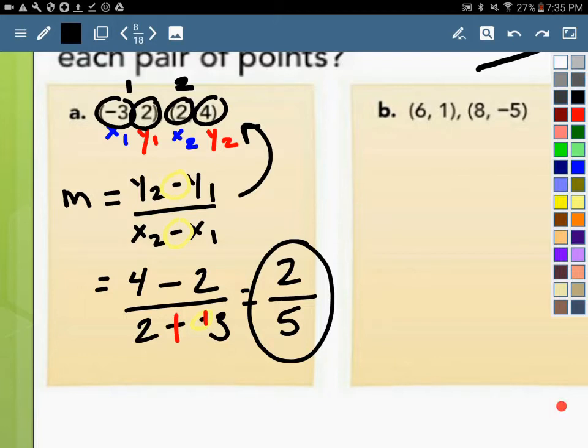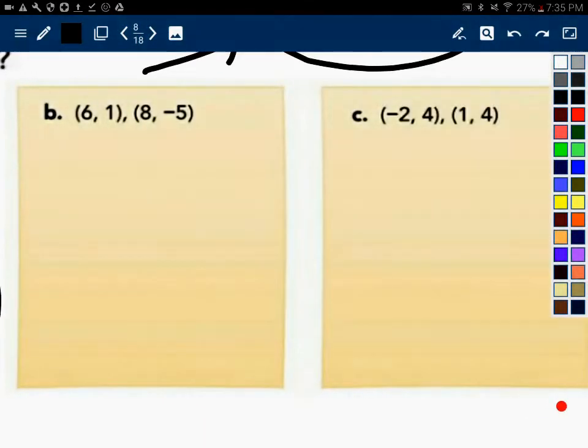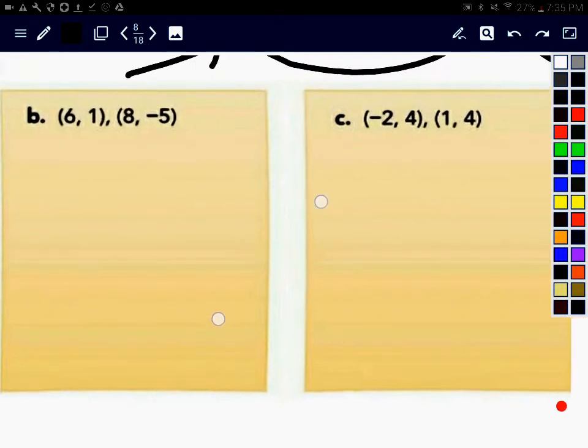Let's try this 2 more times. I'm going to go a little faster on these 2, and then I'm going to have you guys try one yourselves. Okay, so I'm just going to use the formula each time.